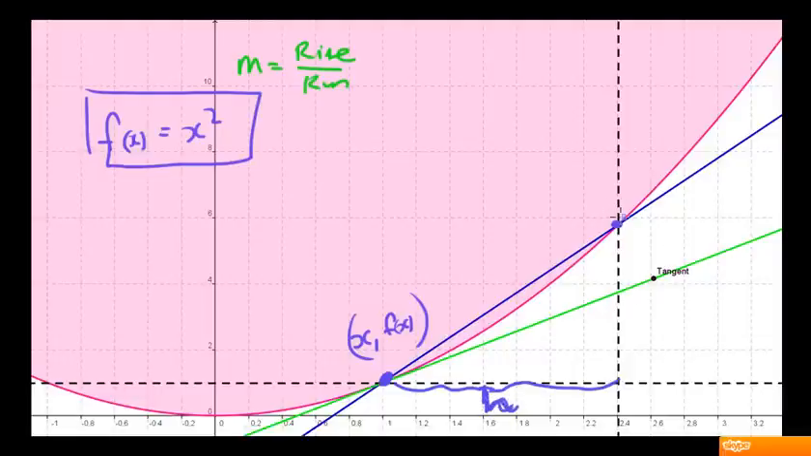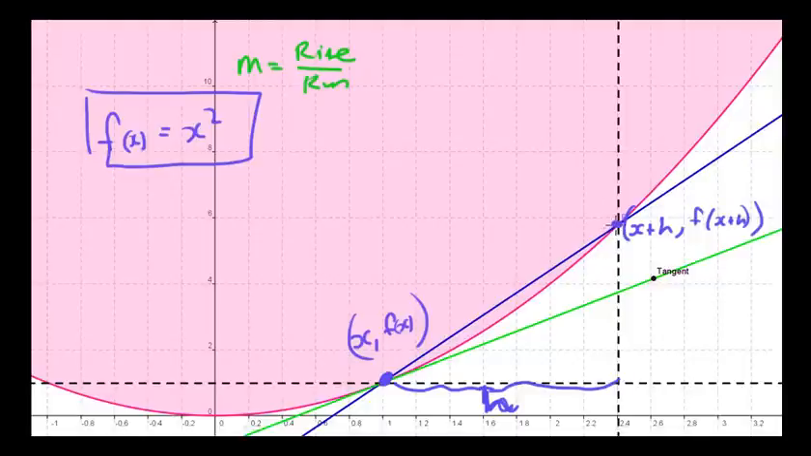So this value, this coordinate here, if that's x, then this must be x plus h, because this is x and I've added h to it. And remember, we spoke about the y value. Instead of writing it as y plus h, we just substitute in that x value there. The x value is x plus h, so it's f of x plus h.